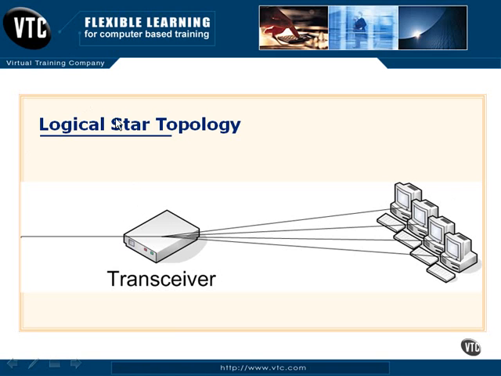Again, because we're using logical star on physical star, we're still faced with that problem of the central connecting device failing and causing the rest of the network to go down. But our transceiver is intelligent enough, if a single computer fails, it will just close off that computer's port and the rest of the computers will be unaffected.